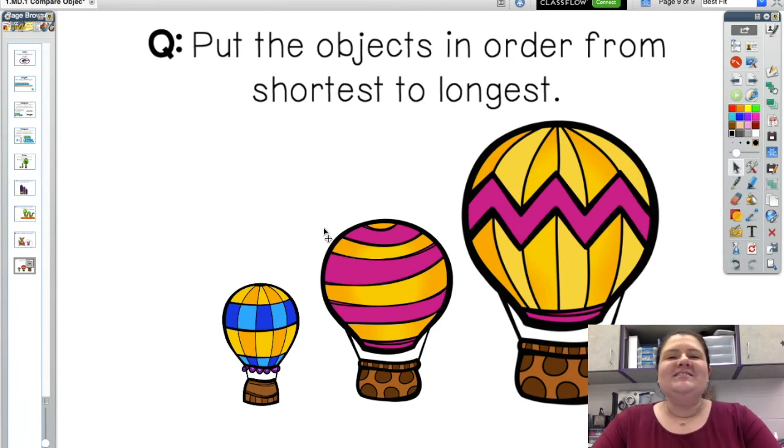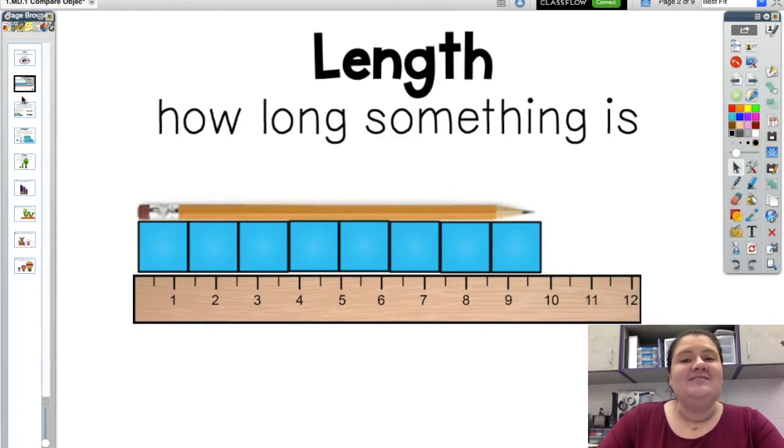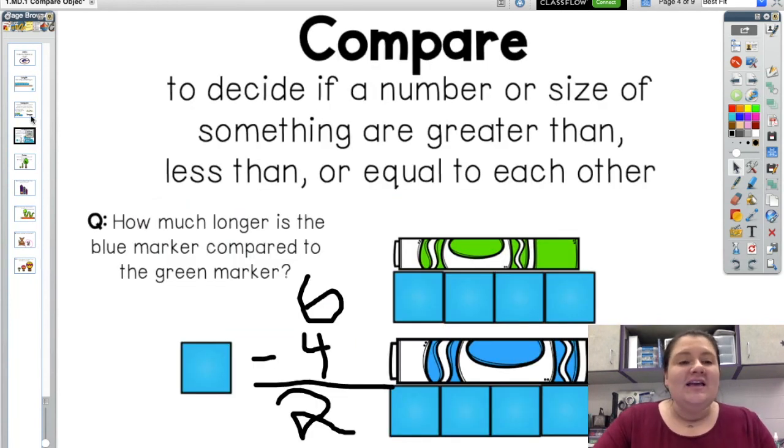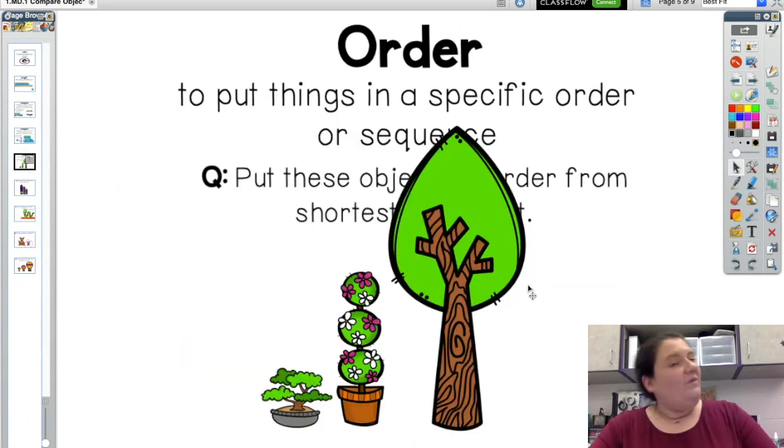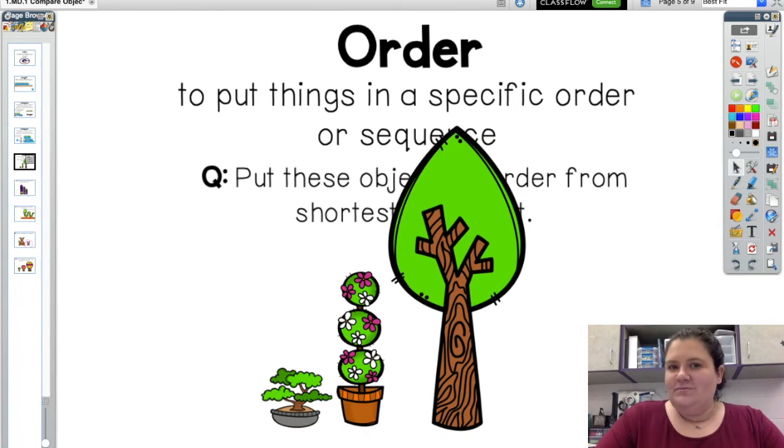All right, boys and girls, I hope you learned a little bit more about length, so how long something is. We talked about comparing, seeing how something is bigger or larger than something, and then we also put things in a specific order.